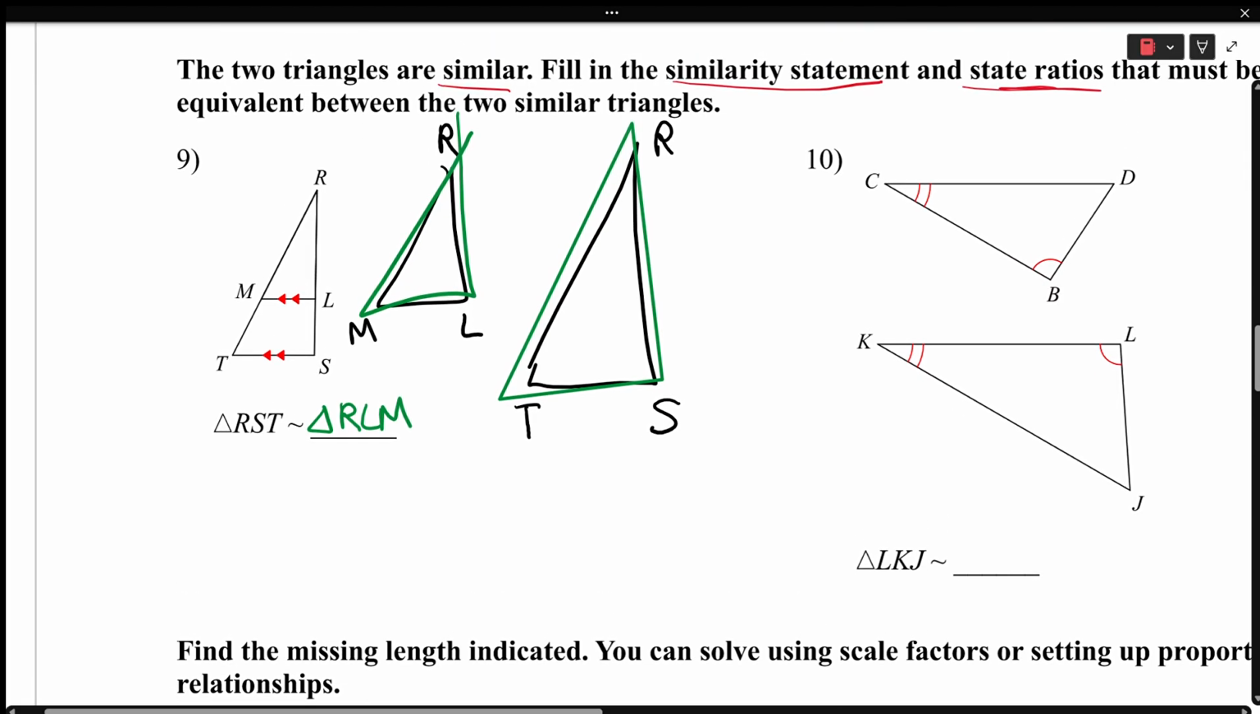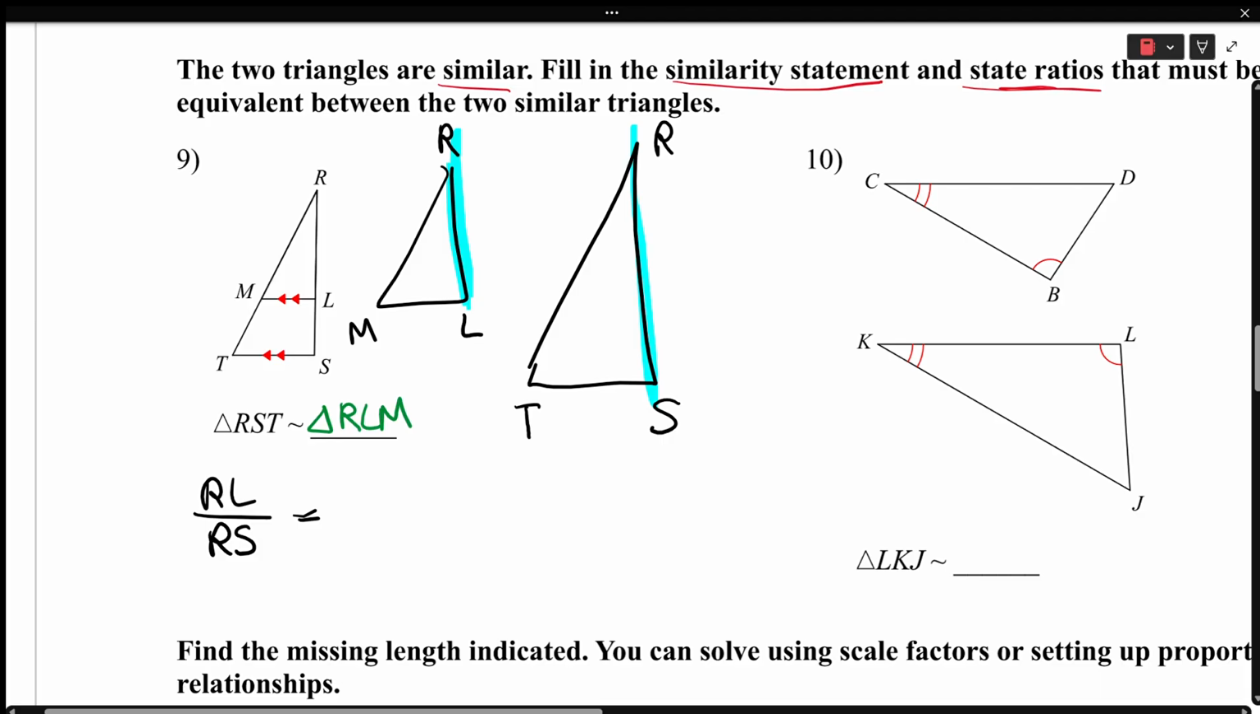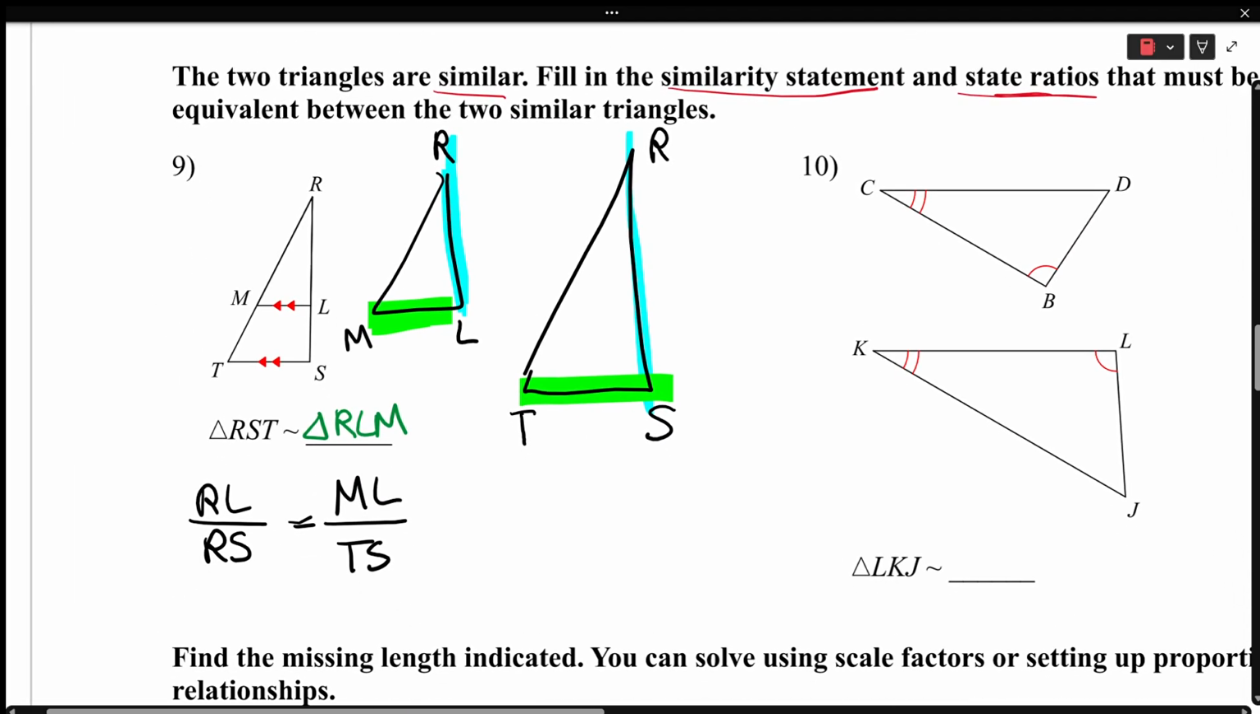What are my ratios that I'm going to use? What ratios am I writing down? Here, there's a lot of different ways to set up your ratios. I could start by picking my corresponding sides. I know RL matches with RS, so RL over RS equals. And then I need another pair of matching sides. I could use ML and TS. But notice how I kept ML and RL both in the top of the fraction? Because I started with RL. I'm going to make sure I start with ML.